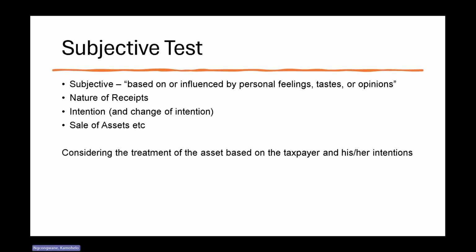My intention has changed. My intention could have initially been to buy and sell, therefore part of gross income. But my intention has changed. I've bought, I've held, and I've lived in it. Now it's of a capital nature. So your intention can change over time, and with that change in intention, the way you treat a transaction could change.